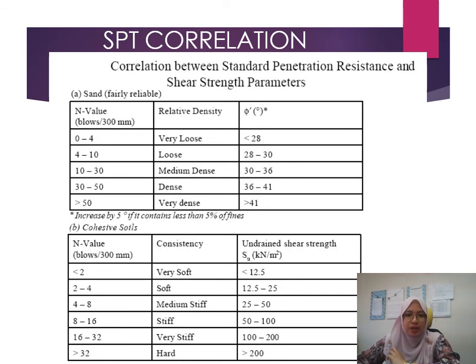This is the SPT correlation between penetration resistance and the strength parameters. We can correlate the number of blows to the relative density and also the angle of friction. So we can have a simple guideline of the strength of the soil, and then you can proceed with the design with the strength that you obtain. This is for cohesive soil, and this is for sand.